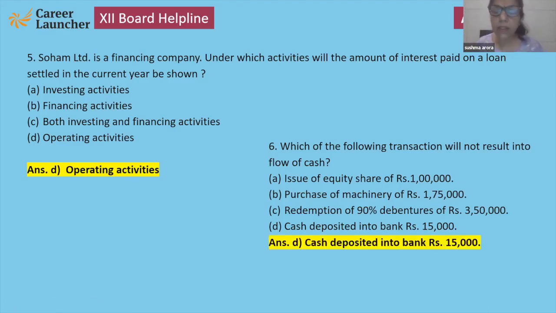Now next answer, cash deposit into bank is no flow. That question may come in reason and assertion as well. Why are you not including that flow? Because cash, bank, and short-term marketable securities are part of cash equivalent. Got it? Yes, very good.